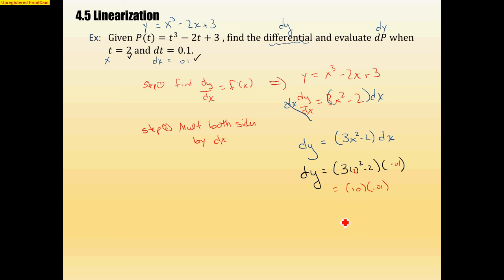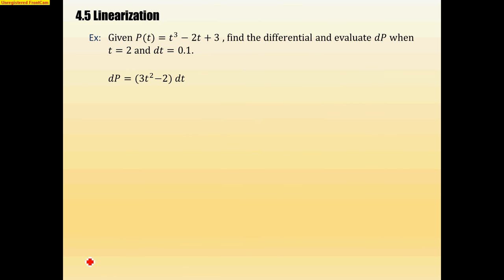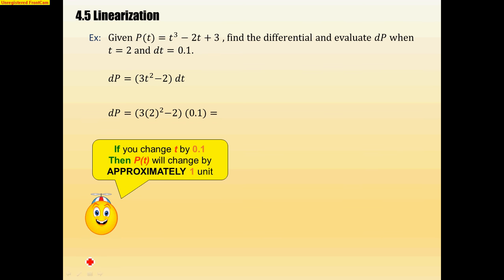Nope. So I'm going to erase my work and I'll show you with all the p's in it. So dp dt is 3t squared minus 2 times dt. Plug in. And what does that say?